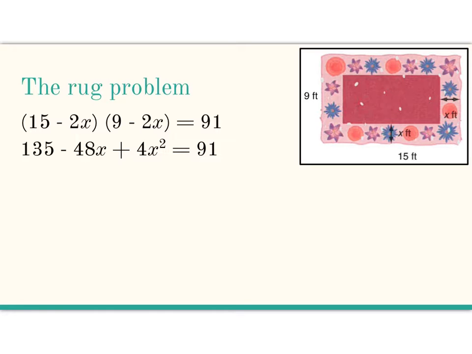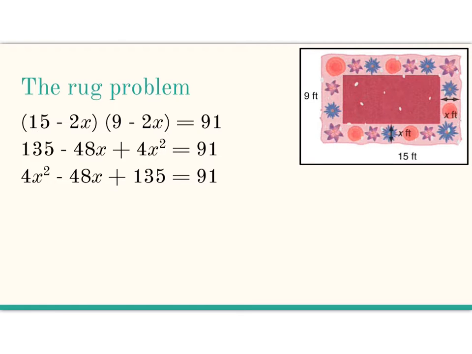When you FOIL the left-hand side, 15 times 9 is 135. 15 times negative 2x is negative 30x. Negative 2x times 9 is negative 18x, and those combine to be negative 48x. And then negative 2x times negative 2x is positive 4x squared. If you don't like seeing them in that order, we can put them in descending order. That's probably a little bit easier to work with if we put the 4x squared first and the 135 last.